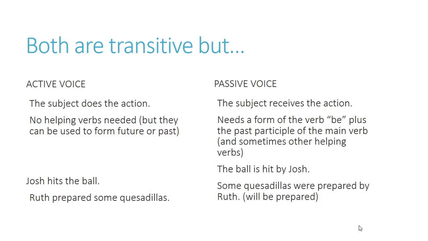But when we use passive voice, this needs a form of the verb be, meaning this could be is, are, was, were, or just be. This form of the verb be plus the past participle of the main verb we are using in the sentence. And sometimes other helping verbs are going to be needed also.